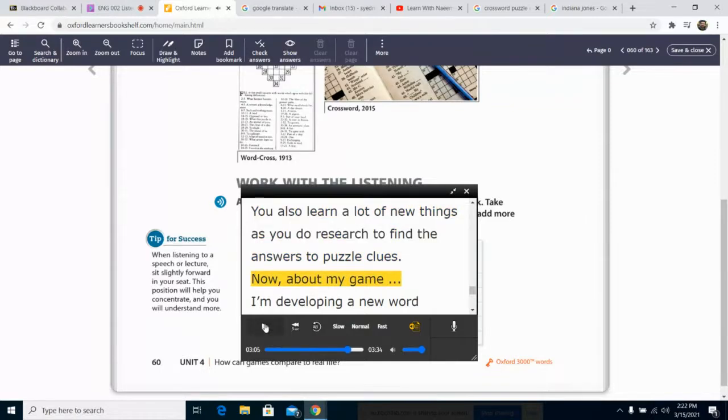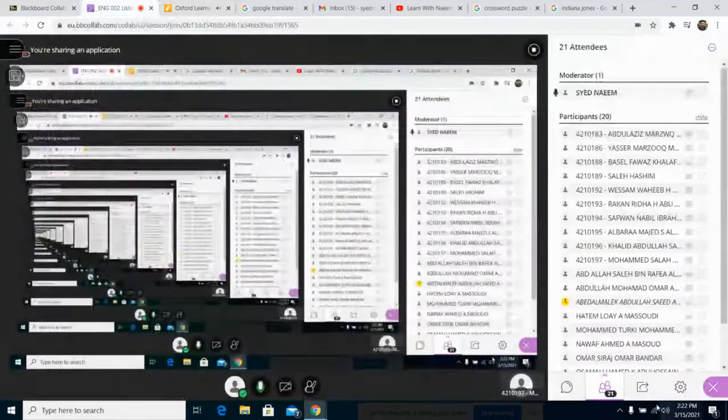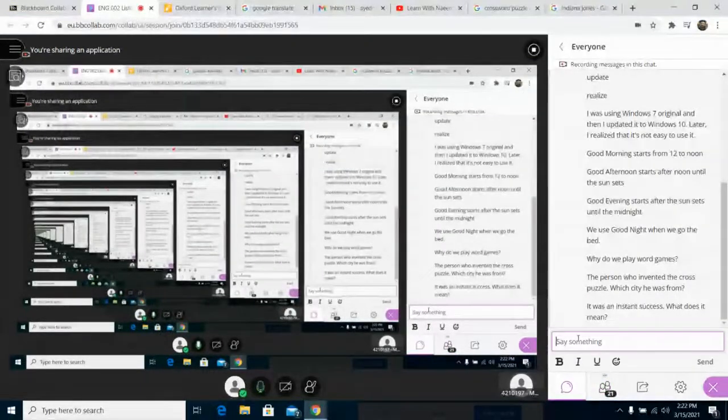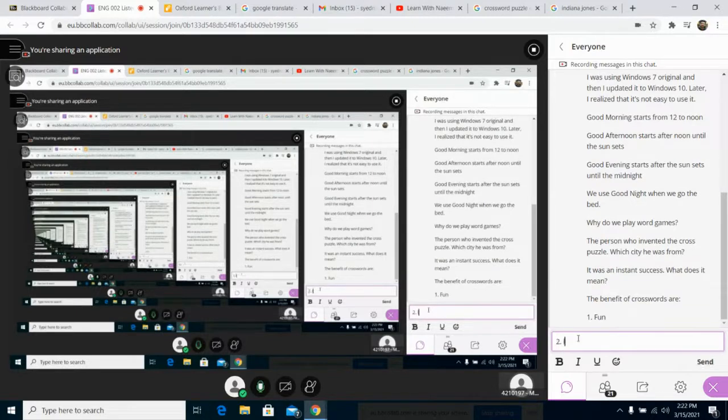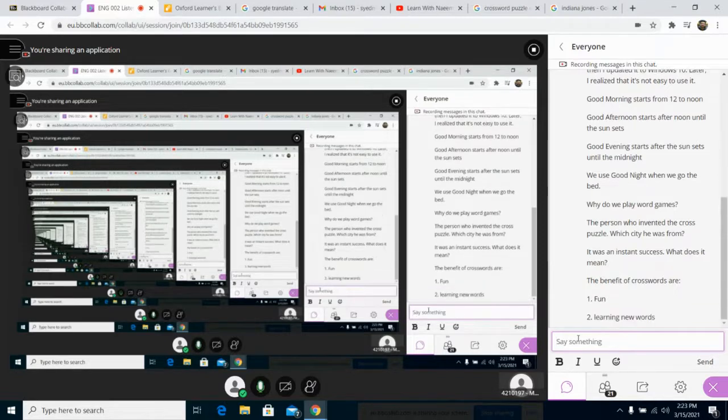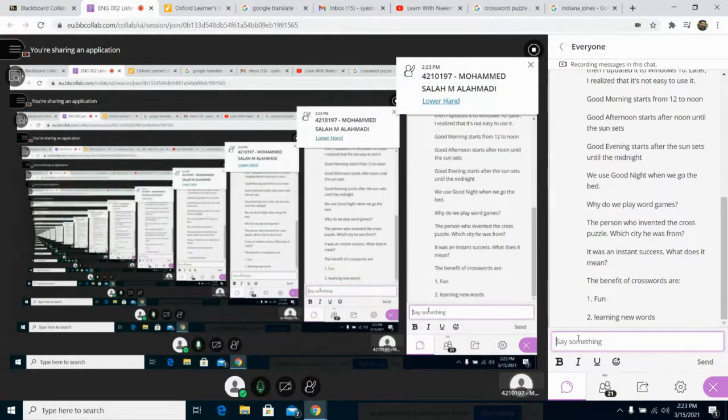Now, about my game. Okay. So, in the beginning, we discussed the benefits of crosswords. The benefits of crosswords are, number one, we said it's fun. Number two, we said it's learning new words. What else? Now you listen to that. Yes, Muhammad? Healthy for our brain. Yes, healthy brain, having a healthy brain.